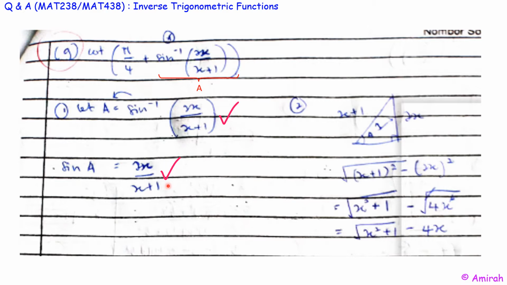So, ini pun betul. And then from sine a equals to opposite over hypotenuse, we can draw a right angle triangle. 2x ni, oleh sebab ini sine, 2x adalah opposite kepada angle A. And then x plus 1 adalah hypotenuse, yang paling panjang ni. Then we need to find the length of adjacent using Pythagoras theorem.